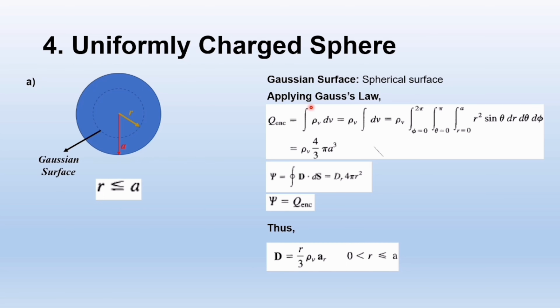The total charge enclosed by the spherical surface of radius r is equal to rho_v times 4/3 pi r cubed, and the flux linkage is D_r times 4 pi r squared. So the flux linkage is equal to the charge enclosed, thus resulting in the electric flux density equal to r over 3 rho_v in the vector a_r direction.